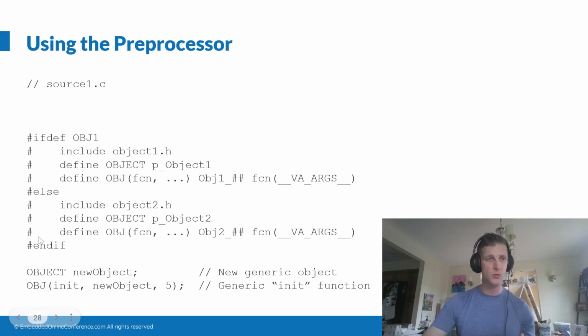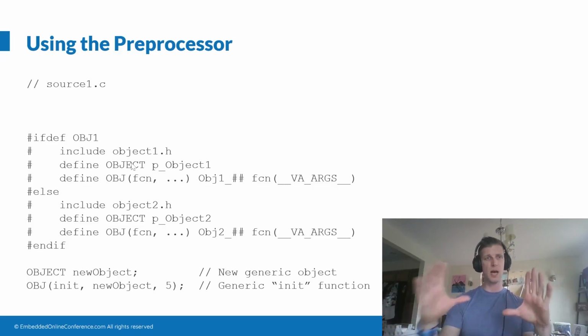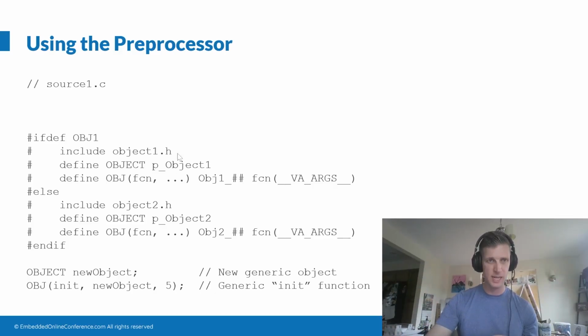And the magic happens right here with these preprocessor macros. So you'll see here, if I define the symbol object1, then this source file will not only include object1.h, it'll also replace every instance of the all caps OBJECT keyword with this specific data type. And it'll look for any sort of function-like macros, right? Or this is a function-like macro.